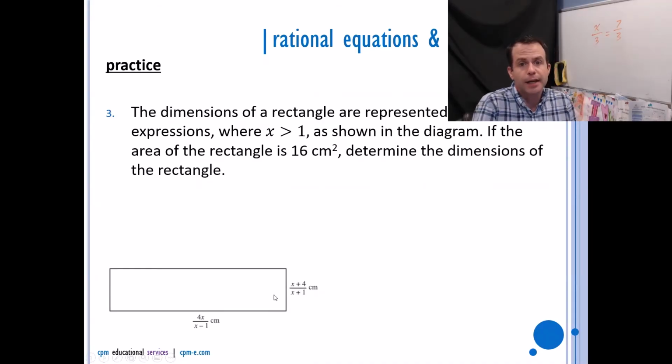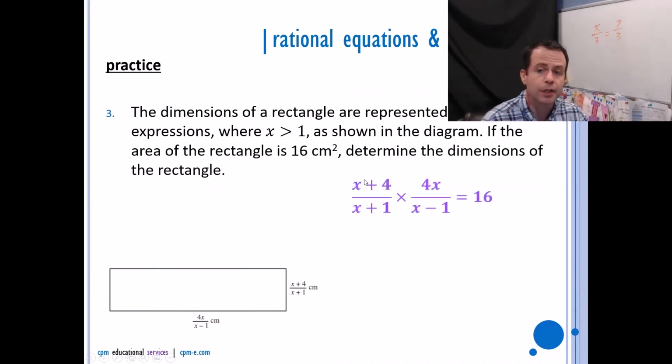Okay, well, how do I get the area of a rectangle? I go length times width, or base times height, however you like to say that. Well, I've got a rational expression representing each of those. So I know that if I multiply those together, it has to equal my area, and I know my area is 16. So that becomes my equation. Length times width equals 16, okay? So now I need to work on solving this.